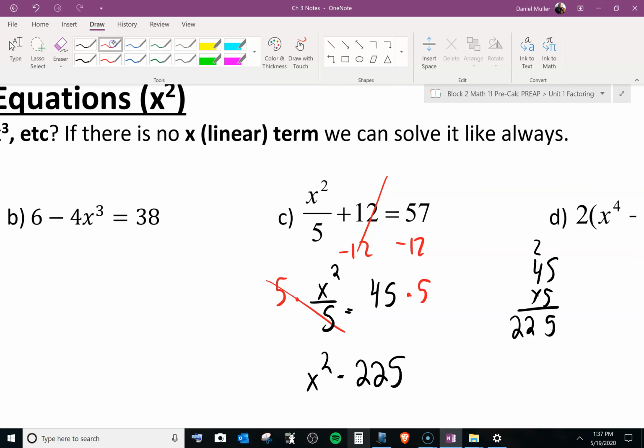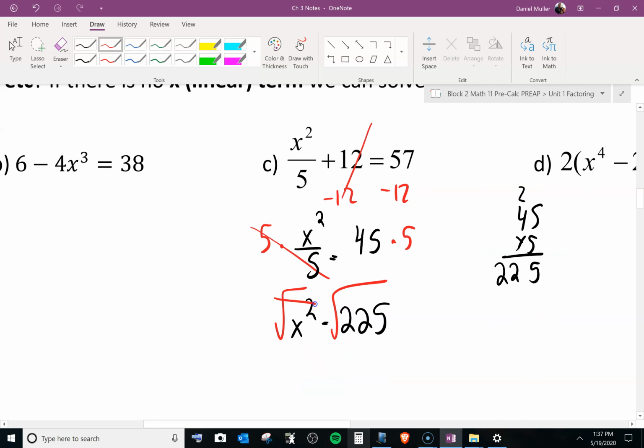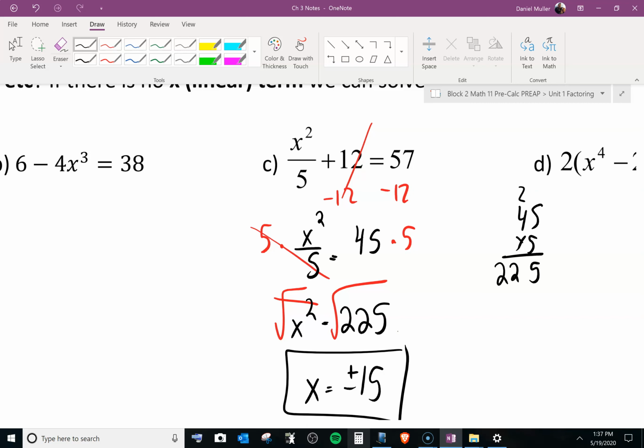And then I need to get rid of, so first I got rid of the addition subtraction, then I got rid of the division here. And now I need to get rid of the exponent, so I'm going to square root. And that will cancel that. So I have x is equal to the square root of 225, which is 15, but I'm going to have to add a plus or minus, because whenever I square root to cancel out a square in a solving question, we're going to need to do that.